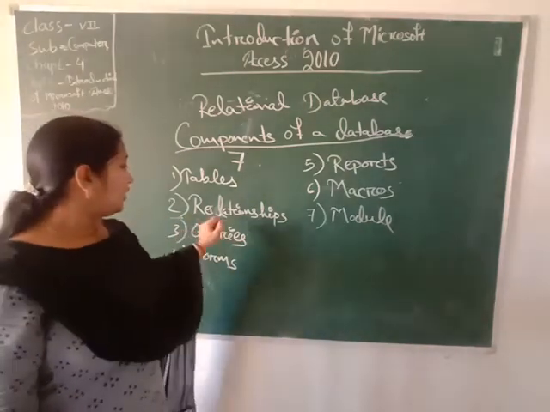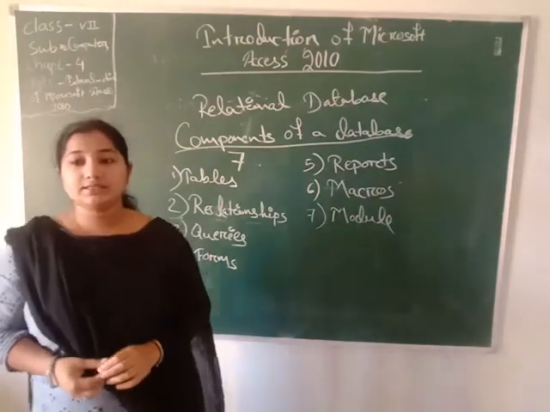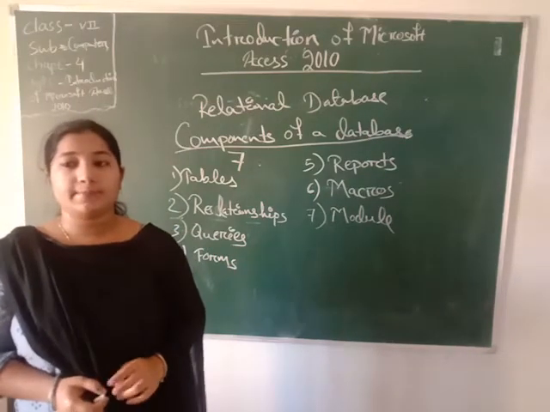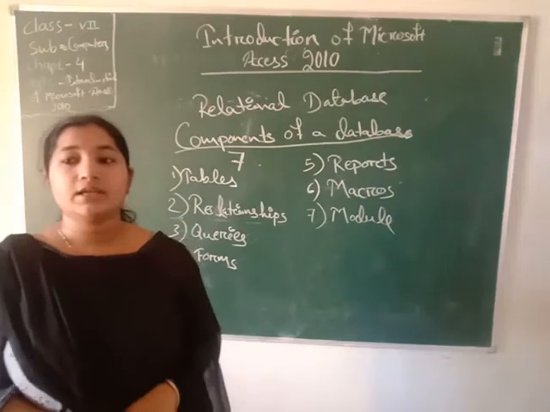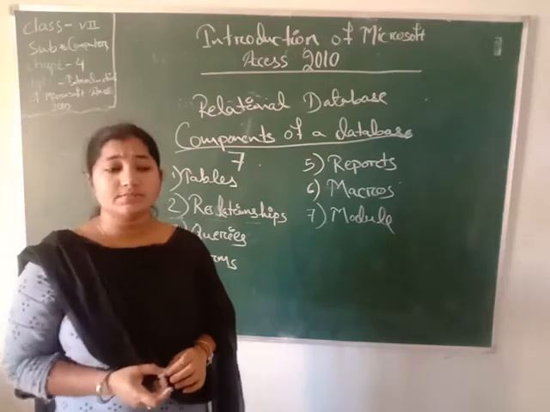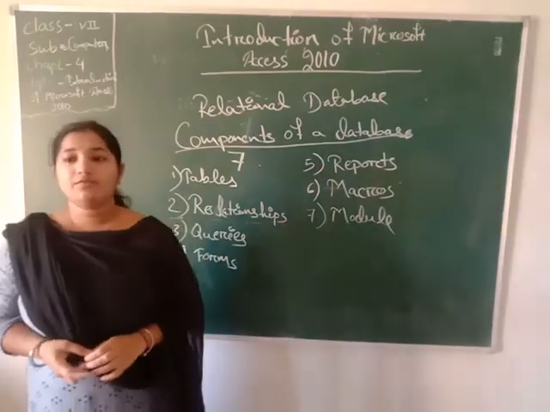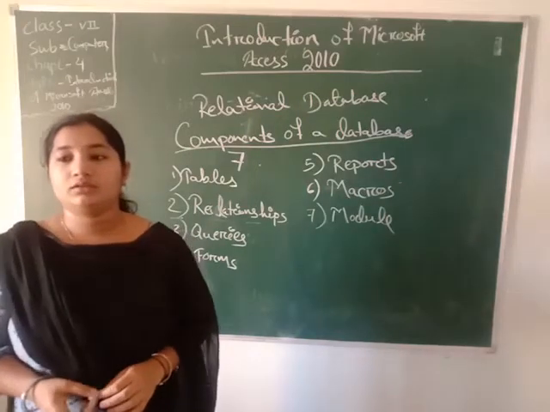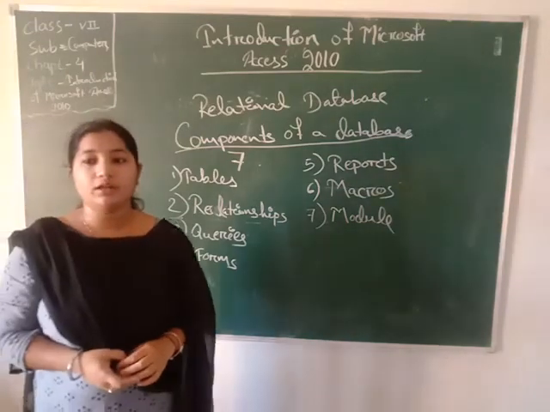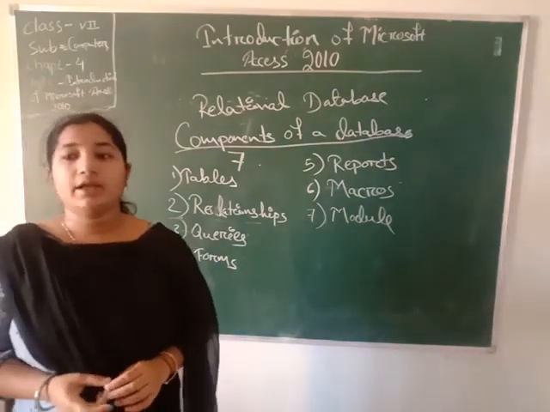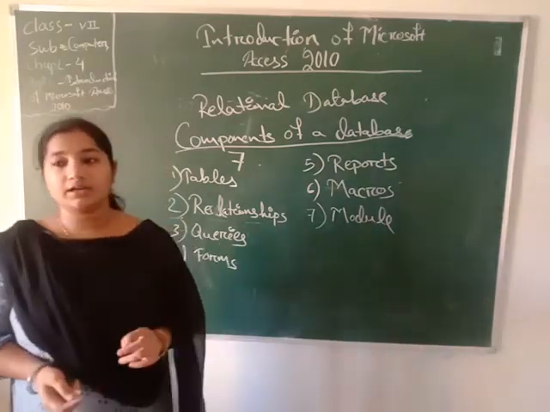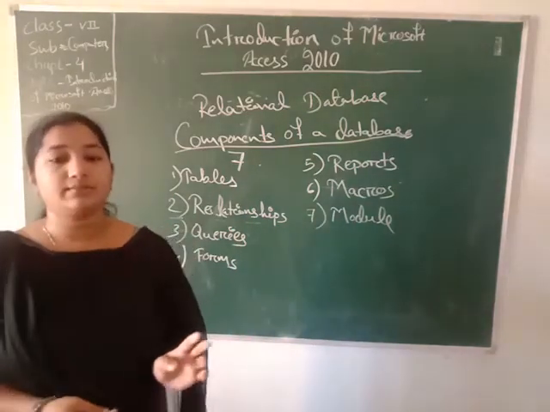So the next one is relationships. Relationships are the bonds that we build between the tables. Means when we are building two tables, these bonds are called relationships. Relationships are used to cross-reference information between tables. For this, there is a field in each table linked to each other that has the same value.